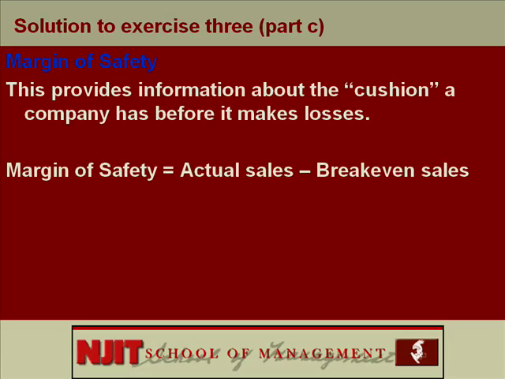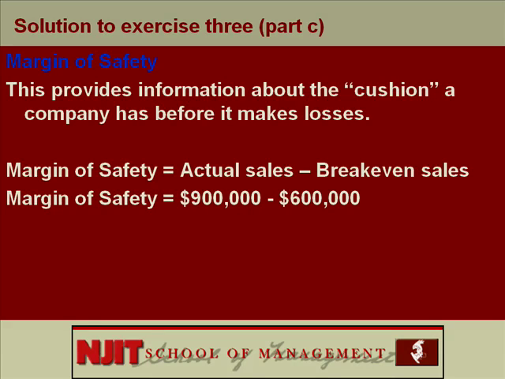The formula is margin of safety equals actual sales minus break-even sales. We already computed break-even sales, and we know the actual sales. From part B, the actual sales is 900,000. From the first part, we knew the break-even sales is 600,000. So the margin of safety is $300,000.